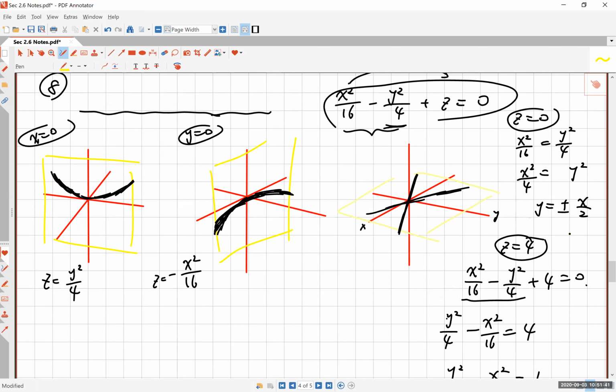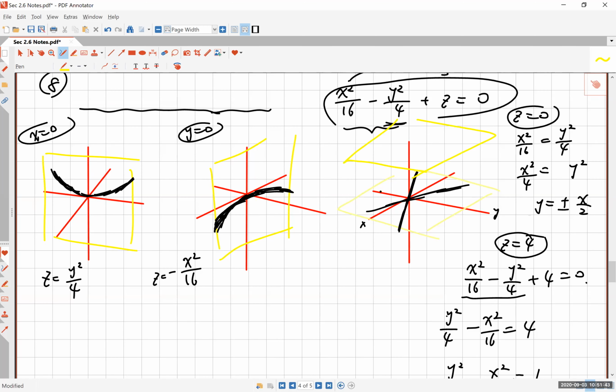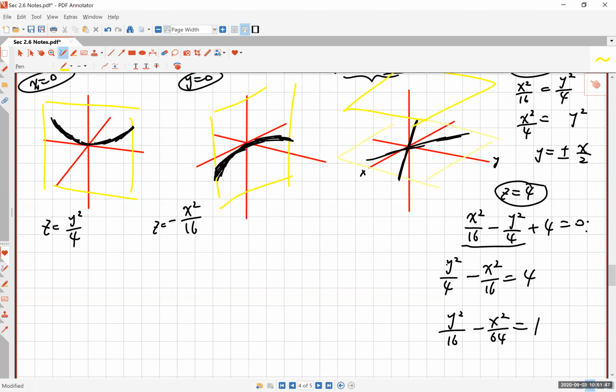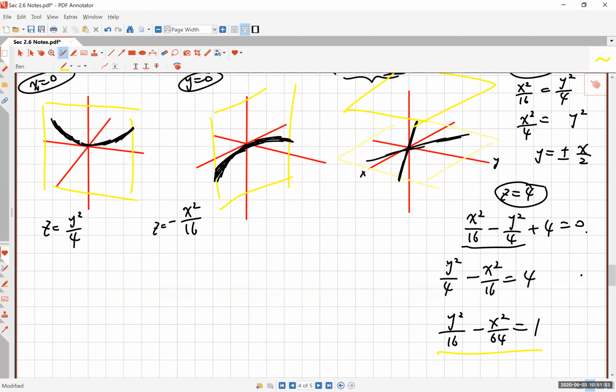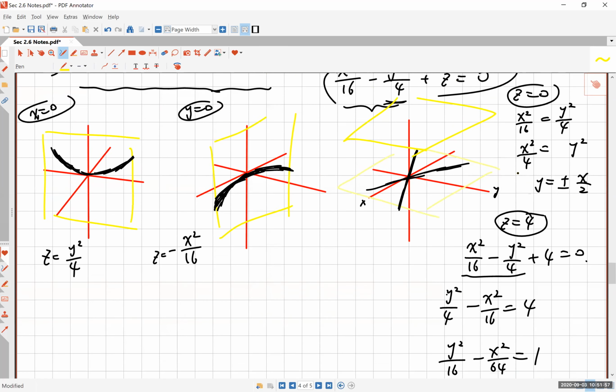That's 4 units above. It's like this plane here, okay? On this level where Z is equal to 4, what I'm seeing is a hyperbola, where in the Y direction you go 4 units and in the X direction you go 8 units, all right? So this hyperbola, it may be hard to draw this.